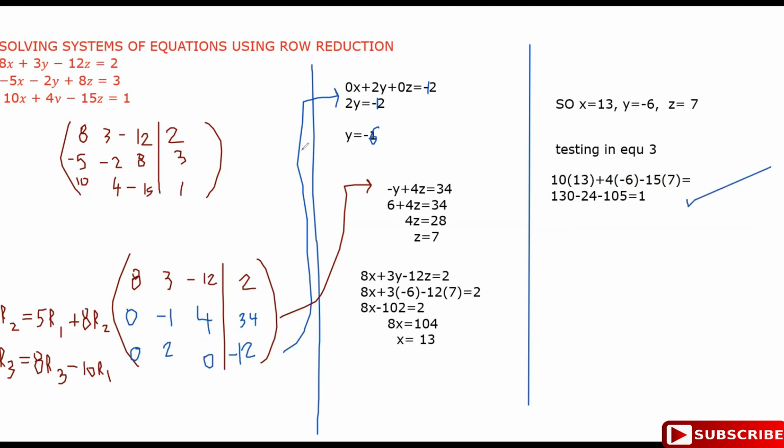So we know we're good. And you could also test it in 2. So this is indeed the solution: x equal 13, y equal -6, and z equals 7.